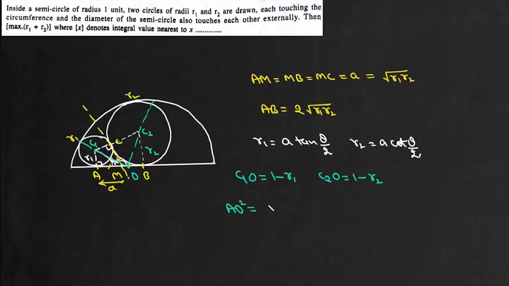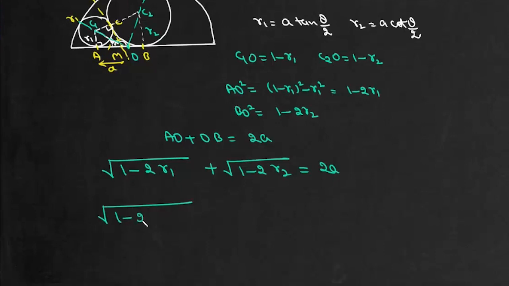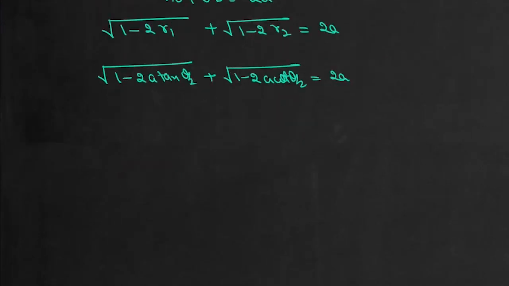this AO square will be (1 minus R1) square minus R1 square, so it will be 1 minus 2R1, and in the same way BO square is 1 minus 2R2. Now we know that AO plus OB is AB and AB is 2a. So from here we can write under root of 1 minus 2R1 plus under root of 1 minus 2R2 is equal to 2a, and R1 is a tan theta by 2, so it will be under root of 1 minus 2a tan theta by 2 plus under root of 1 minus 2a cot theta by 2, and it is equal to 2a.